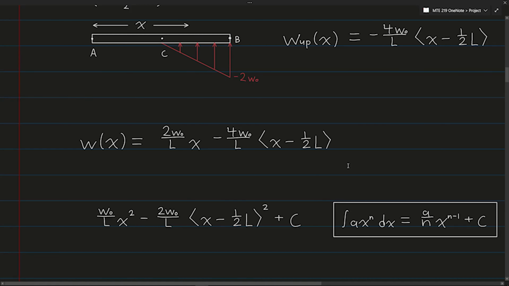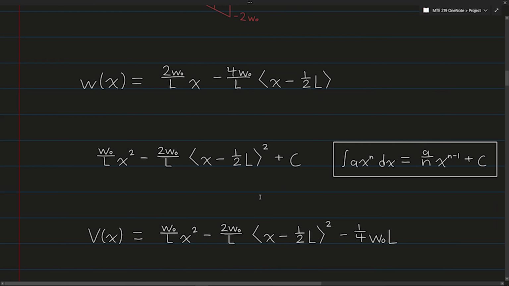The last thing we need to do in this step is determine what the integration constant is going to be. Since the shear force at point A, where x equals 0, is equal to the reaction force at point A, we want to take the reaction force at point A as the integration constant. So if you remember from above, that is just negative 1/4 WL. And so that is our complete function for the shear force at any point x along our beam.